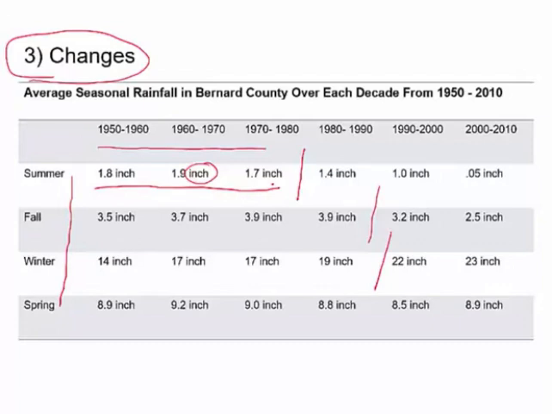And we could categorize some of these changes. There's a similar change for the fall season, which is that in 1990, rainfall numbers also began to decline significantly, such that by 2000 to 2010, the number was quite a bit lower than it had been, up around 3.5, 3.9 inches. We're all the way down to 2.5 inches in that decade.